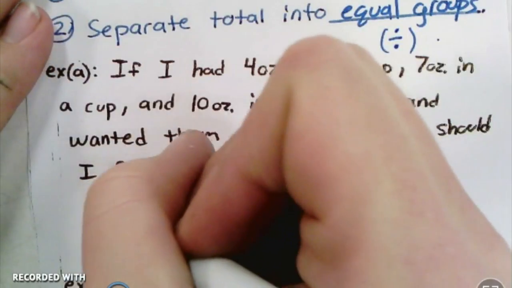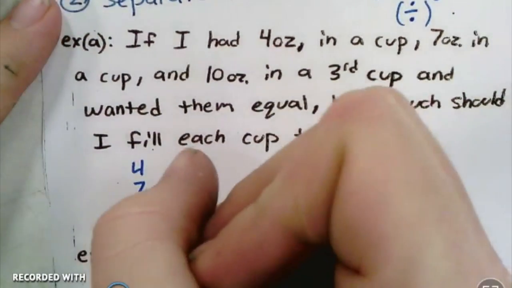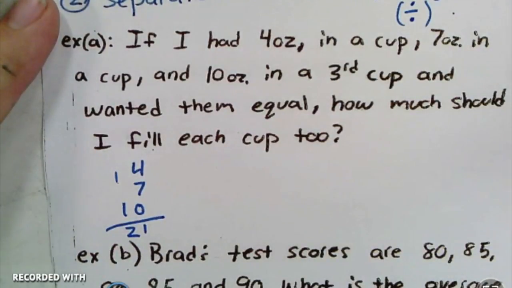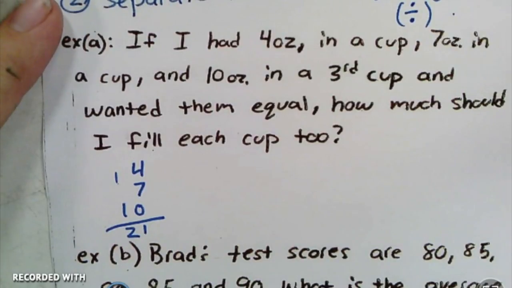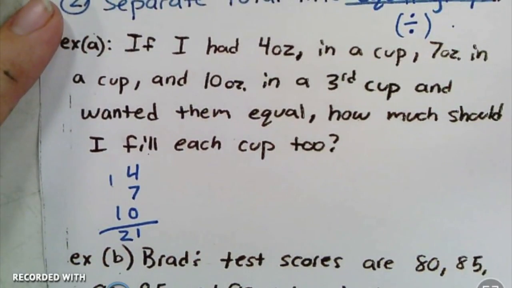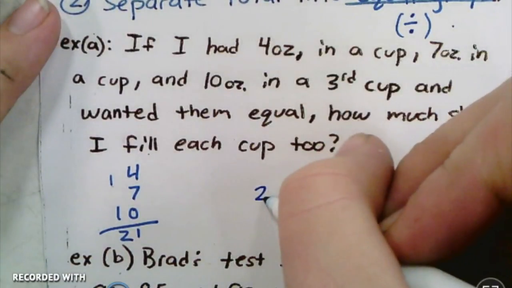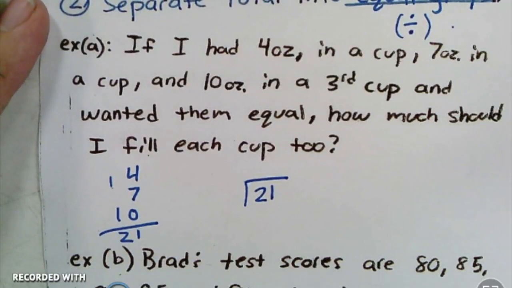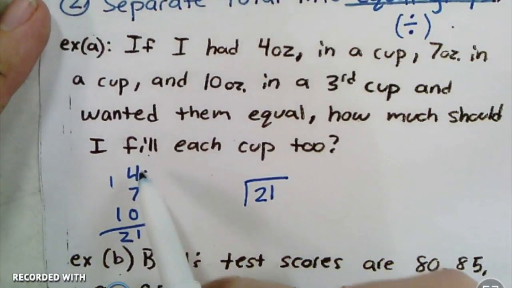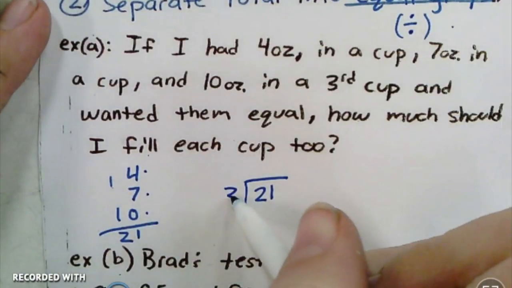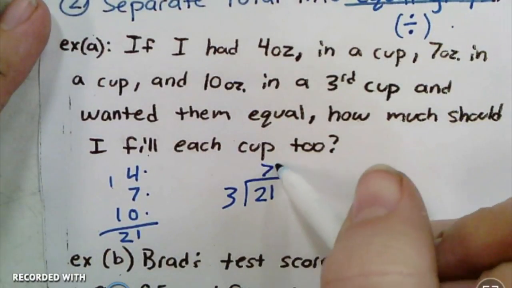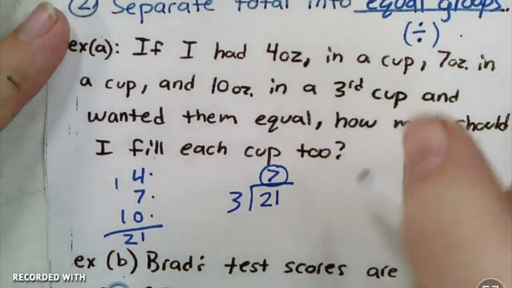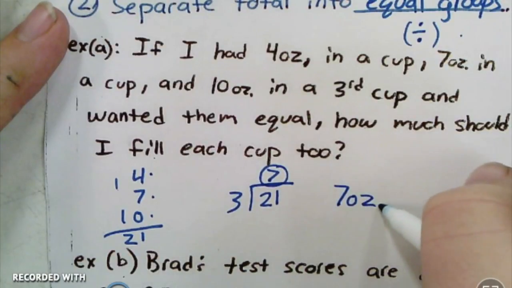So 4 plus 7 plus 10 is 21. Now that I have my total, my second step was to separate into equal groups. So I am going to divide 21 by how many groups there were. 1, 2, 3 groups. So 21 divided by 3 is 7. So my answer is that I should fill each cup up to 7 ounces.